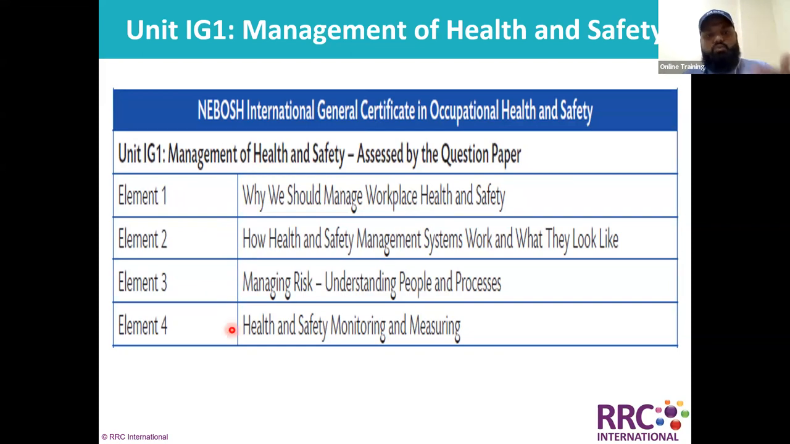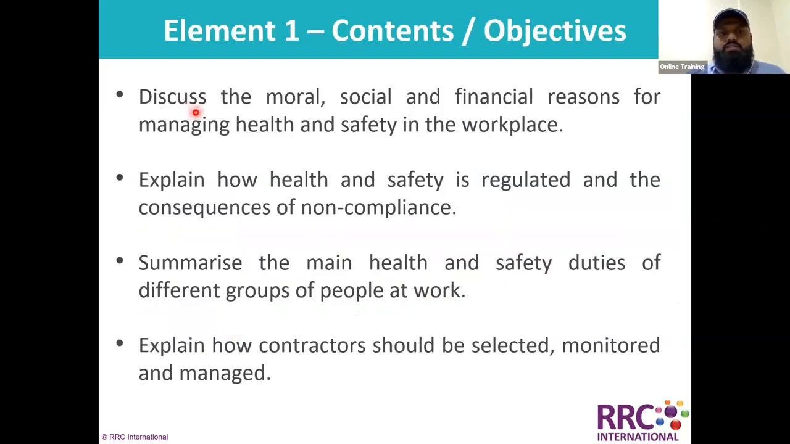Then in element four, we are going to discuss monitoring. So starting from planning and implementation, then having a check or review, all the things would be covered over here. In element one, we discussed the moral, social, and financial reasons for managing health and safety at workplace. We explained how health and safety is regulated, how it is going to be implemented, and the consequences of non-compliance. If you don't implement it, you don't follow it, what consequences would you be facing? We also summarized the main health and safety duties of different groups of people at work. Who will do what?